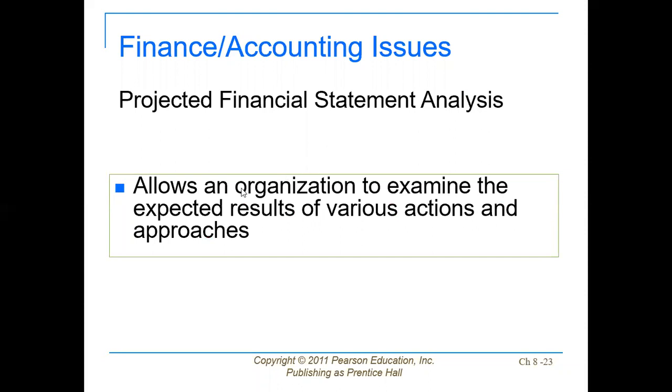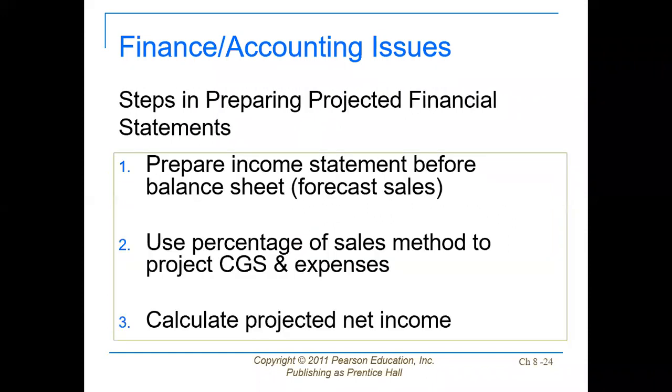Then financial statement analysis. I've also said that it allows an organization to examine the expected results of the various actions and approaches. Whatever action you are going to take, it should be analyzed and examined keenly so that the result is in your favor. If the expected results are not in your favor, financial statement analysis gives you a clear picture, and in that case you go for some other alternatives.